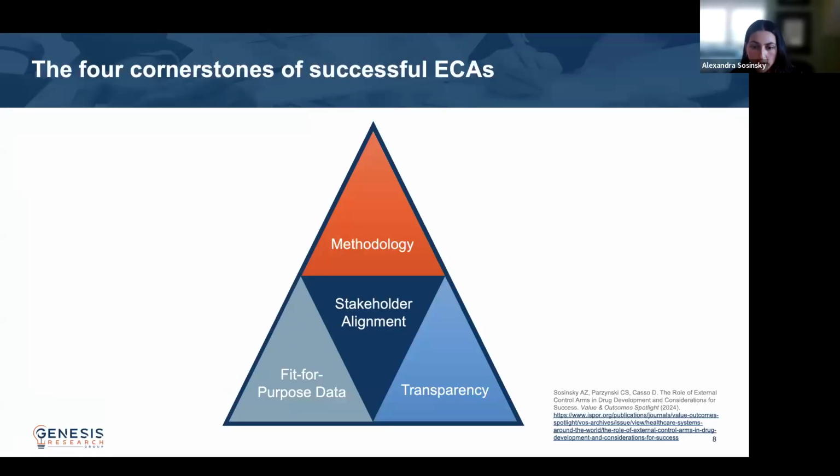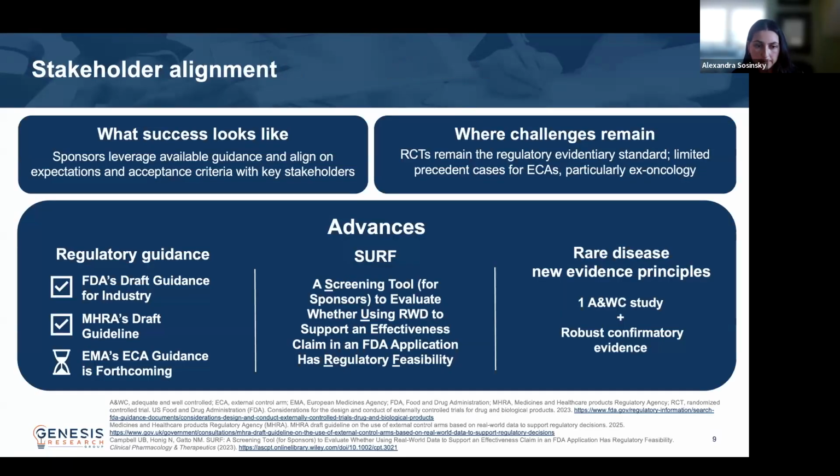Now that we've outlined what ECAs are, let's explore the essential building blocks that help determine their success in practice. In this visual, I highlight the 4 cornerstones of an external control study. We'll take a closer look at each of these elements, discussing what good looks like, where there are remaining challenges and pitfalls, and how recent advances are helping to move the field forward. Let's start with stakeholder alignment.